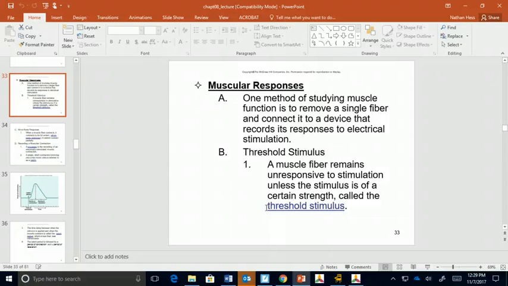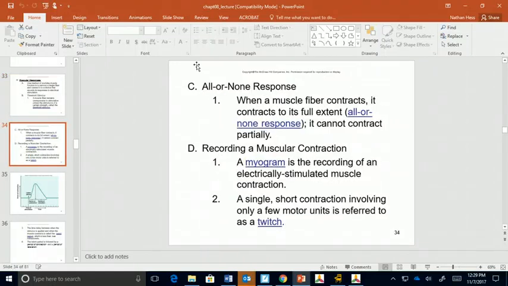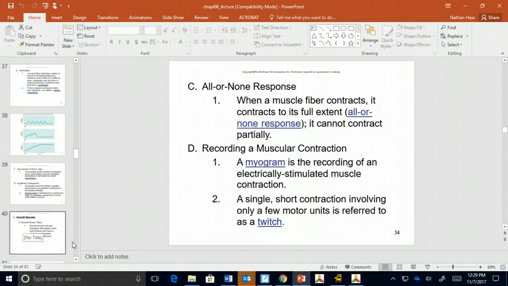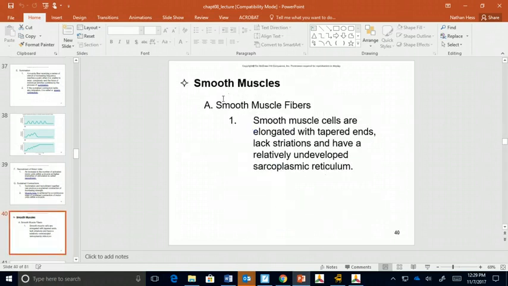Muscles are the same way. They won't actually contract until there's enough strength of a stimulation from the nerve to say, hey, contract. And once they do that, then the whole thing reacts. It's an all or nothing response. Not only part of the muscle, all of the muscle contracts. So that's threshold stimulus.